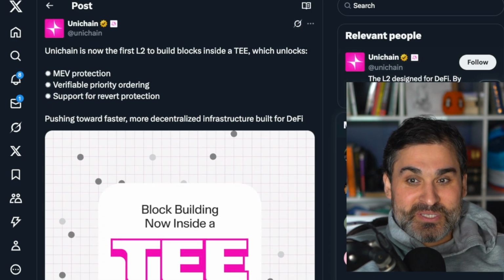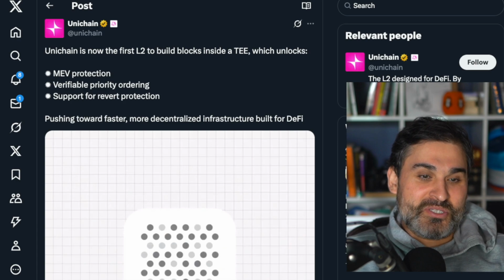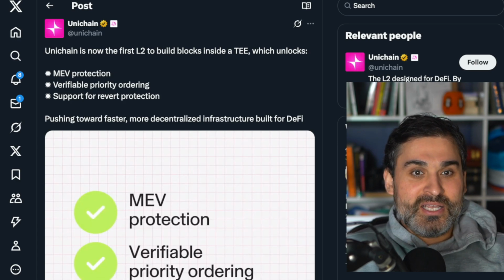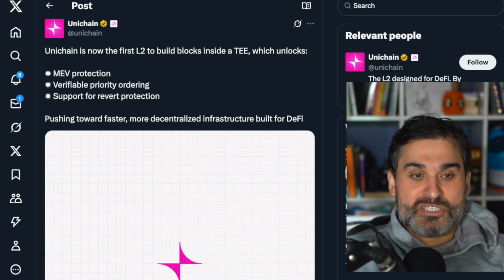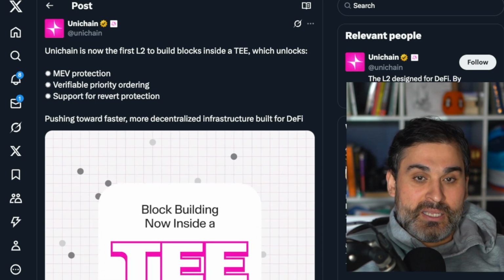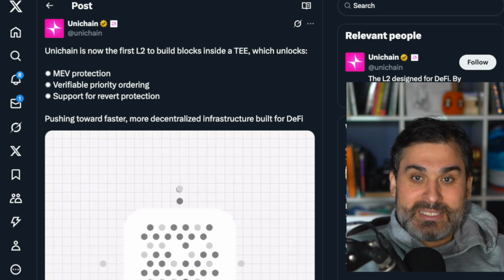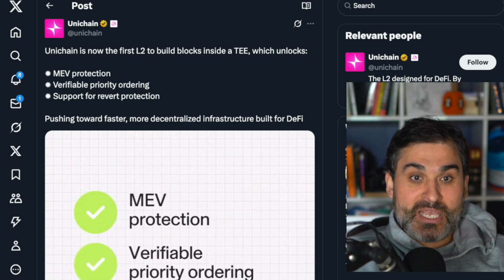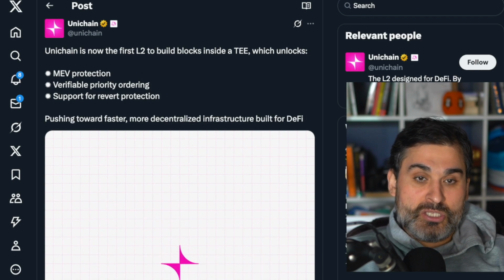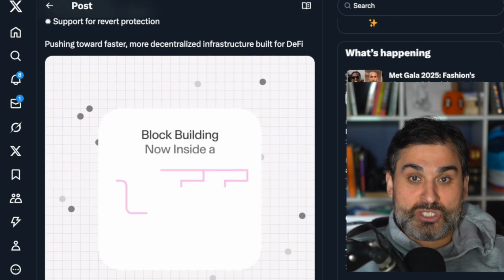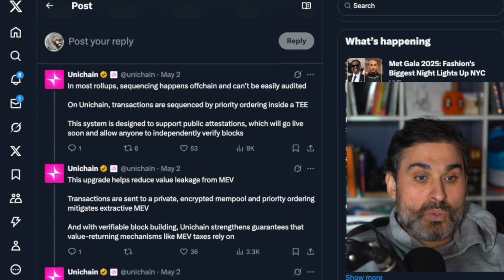Okay, I got a post here from Unichain, and they seem like they're doing some really cool things on their L2 as well. So it says Unichain now is the first L2 to build blocks inside a TEE. That's this trusted execution environment that we mentioned earlier that the Alibaba chain will be using. And it says that's going to unlock MEV protection, verifiable priority ordering, and support for revert protection. So it's pushing forward faster, more decentralized infrastructure built for DeFi. So this is really, really cool that they're pushing this out.